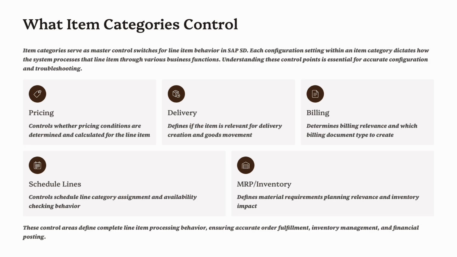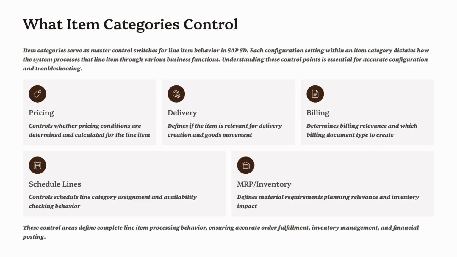1. Pricing relevance. This determines whether the item is included in pricing. For example, standard items are priced. Free of charge items are not. Text items never receive pricing. If pricing is missing or wrong, the first place to check is the item category.